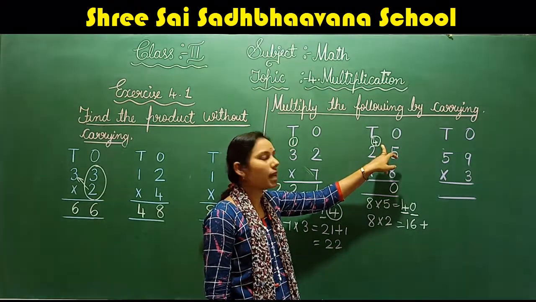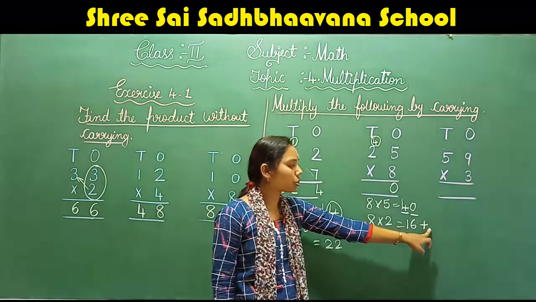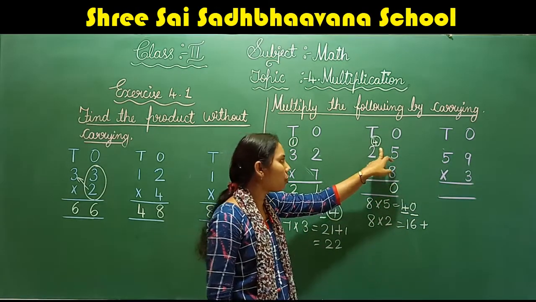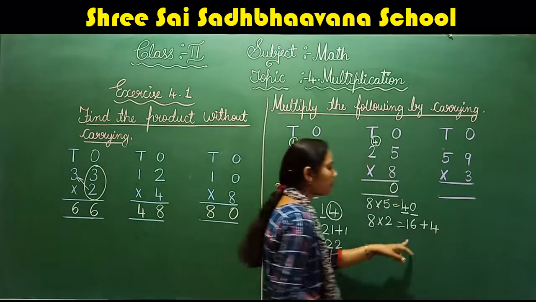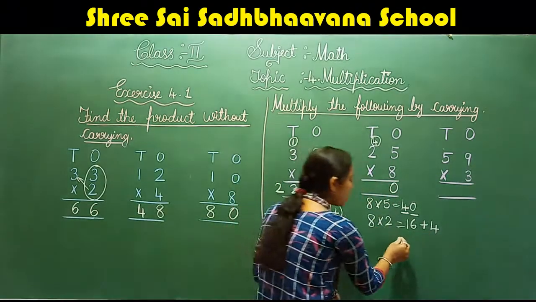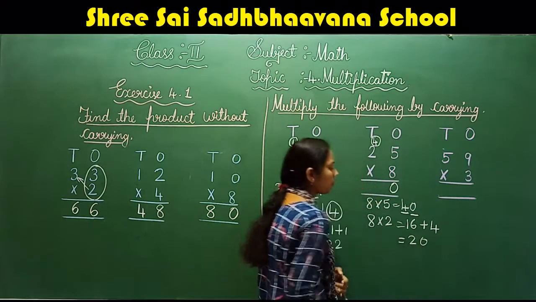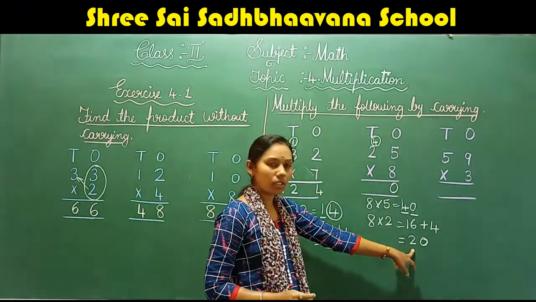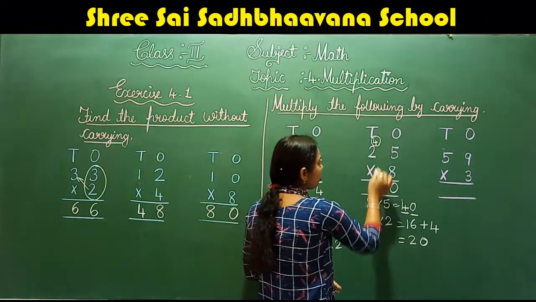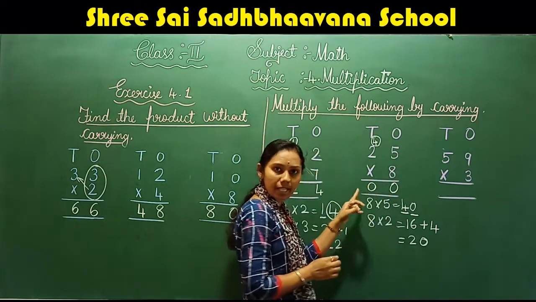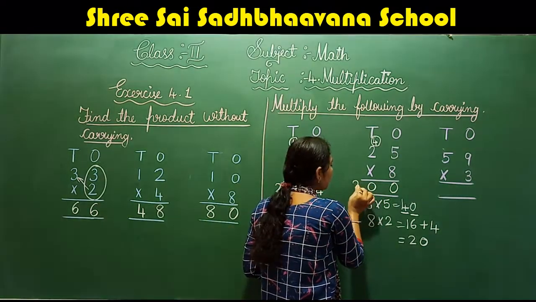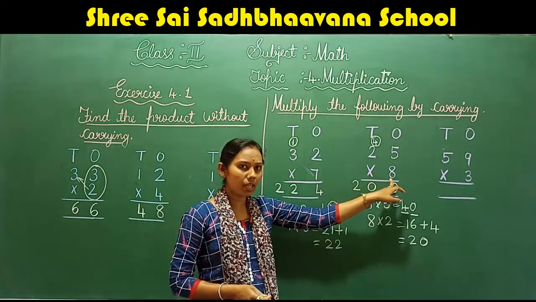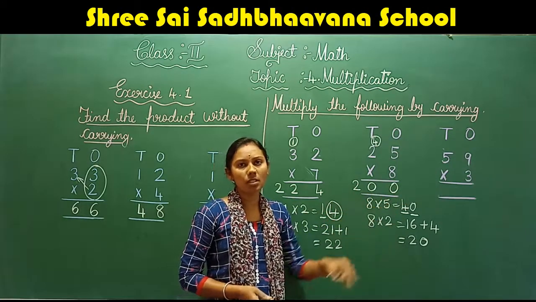So to this 16 you should add the carryover. So what is the carryover number here? 4. So 16 plus 4, how much? 20. Okay, so 0 you are going to write in the tens place and 2 in the hundred place. So 25 multiplied by 8, the product is 200.